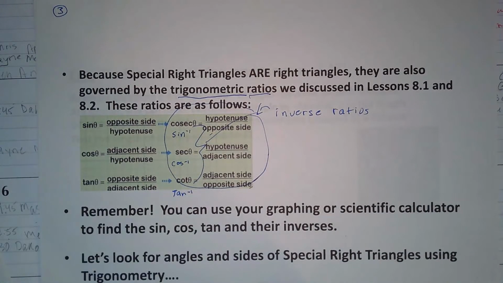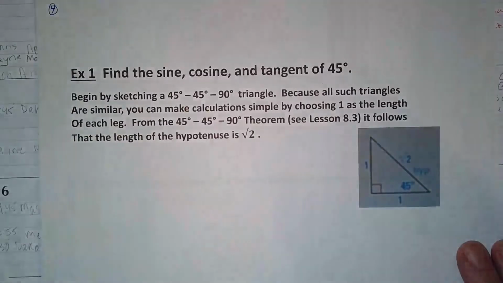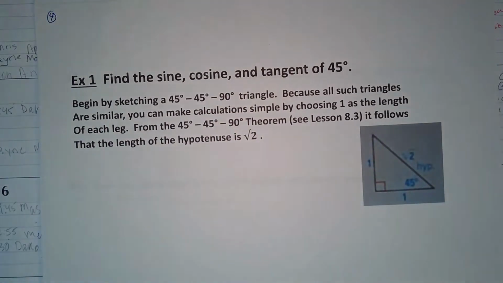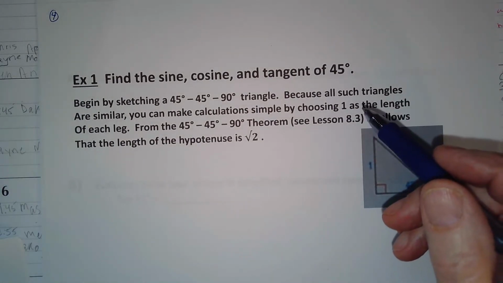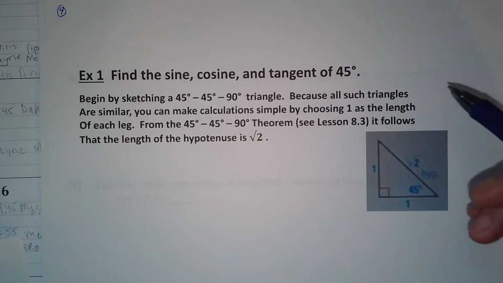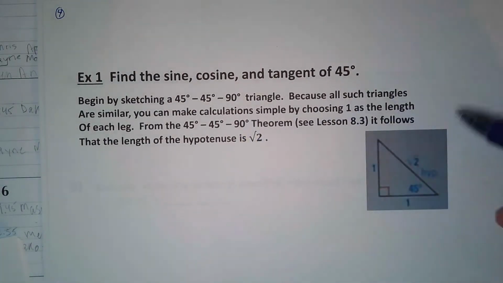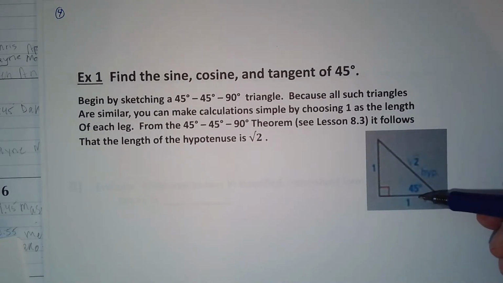Let's look at angles and sides of special right triangles using trigonometry. I'm first going to introduce an example that shows you how to find the sine, cosine, and tangent of 45 degrees. We're going to begin by sketching a 45-45-90 triangle. There's one right over here.